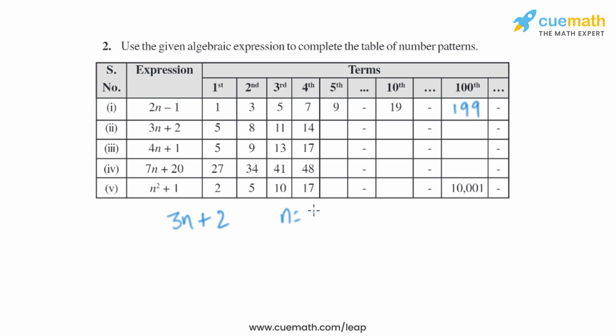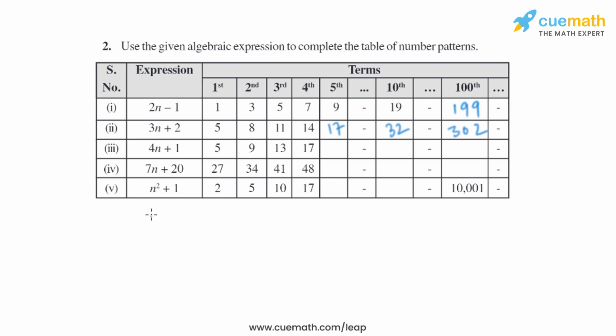Now let's take the value of n as 10. So it will become 3 into 10 plus 2, which is same as 30 plus 2, that equals to 32. So the 10th term is 32. Now let's take the value of n as 100. So it will become 3 into 100 plus 2, that is same as 300 plus 2, which equals to 302.